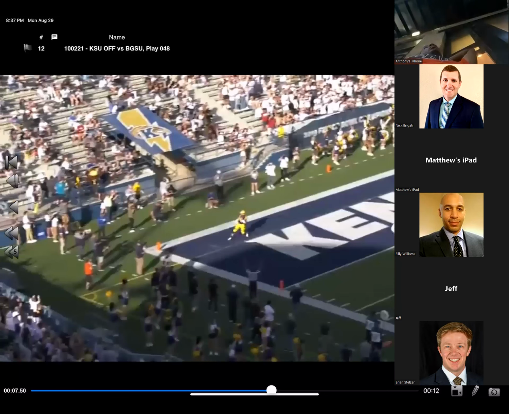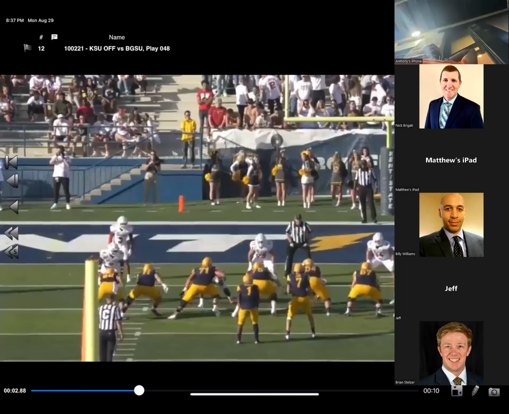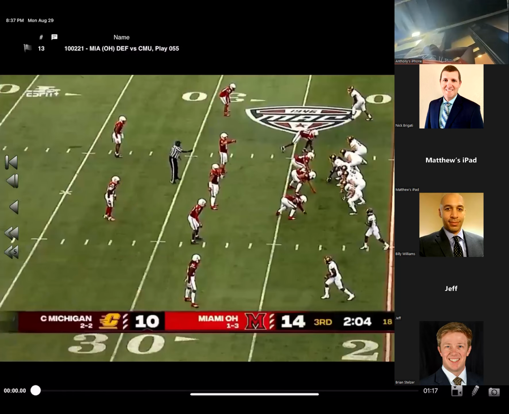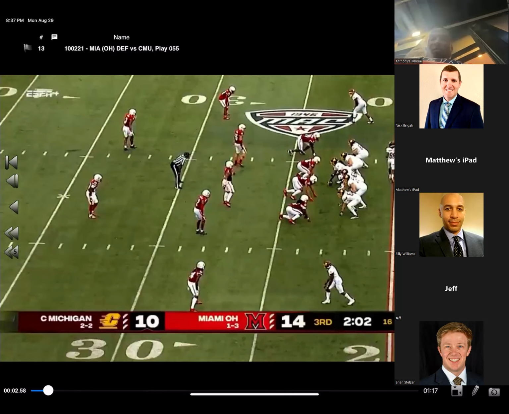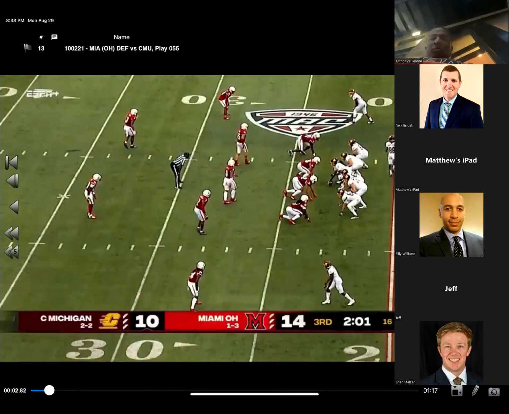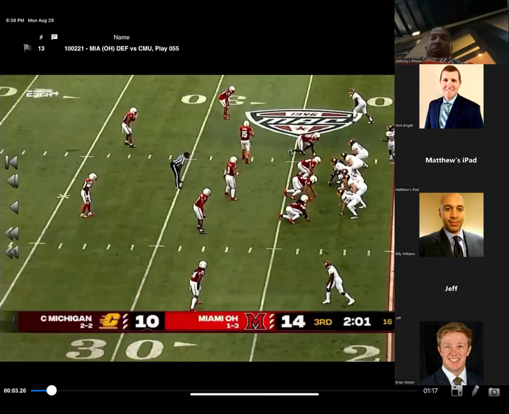Another ineligible player downfield. It's going to be play 13. These are guys that are covered up on the line of scrimmage. Eligible by number, but not eligible by position because they're covered up. I'm going to stop it right here. If you look at the bottom of the screen, you got the tight end is covered up by the slot guy. And he goes down.